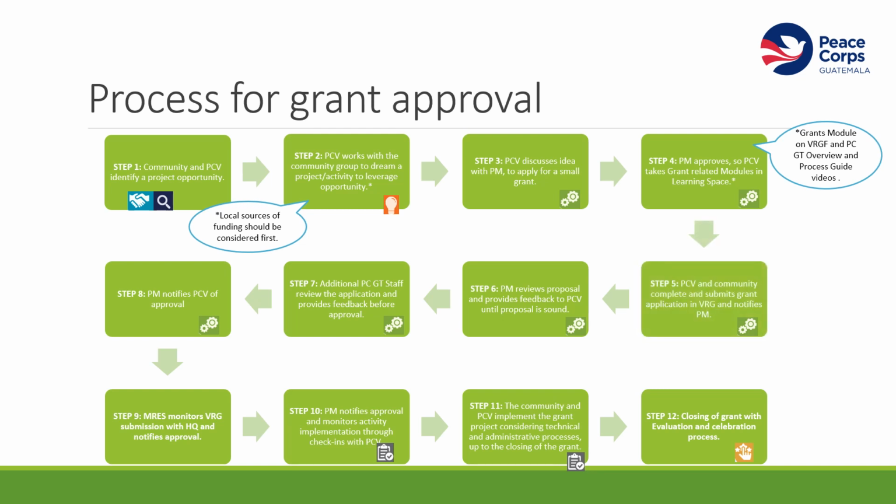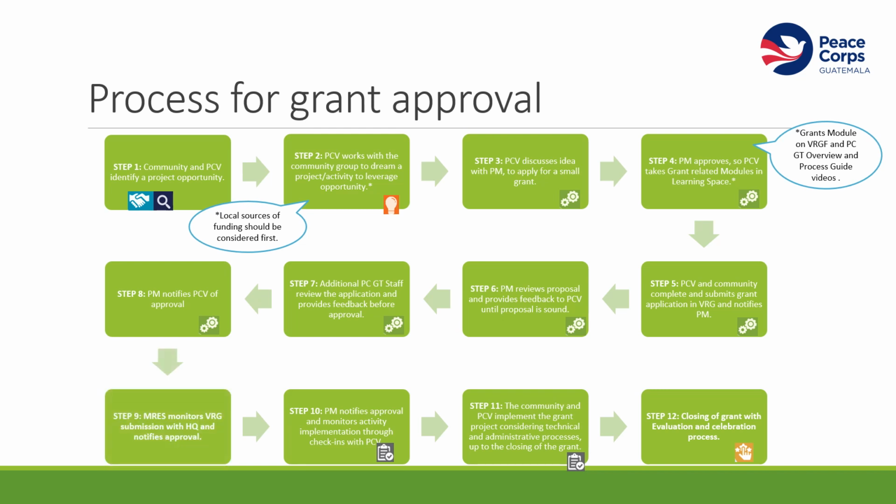Finally, in step number 5, the PCB and the community can enter and submit the grant application in BRG with a notification to the project manager. In step number 6, the PM reviews the proposal and gives feedback until the proposal is sound and complete. In step 7, we include additional Peace Corps staff to review and give feedback, which leads to step number 8, where the PM notifies the PCB of approval.